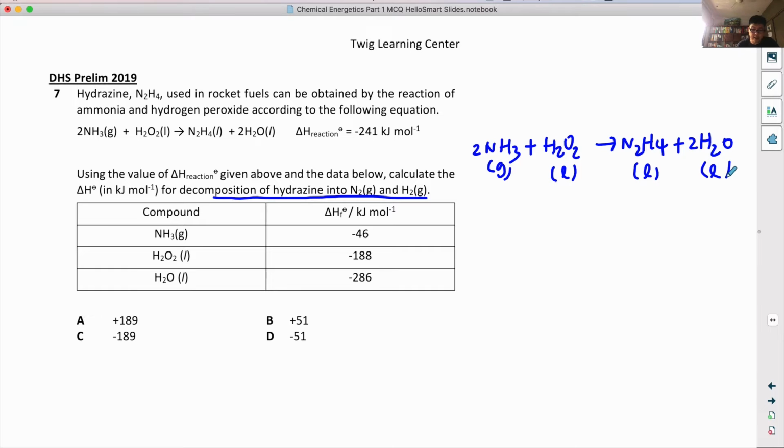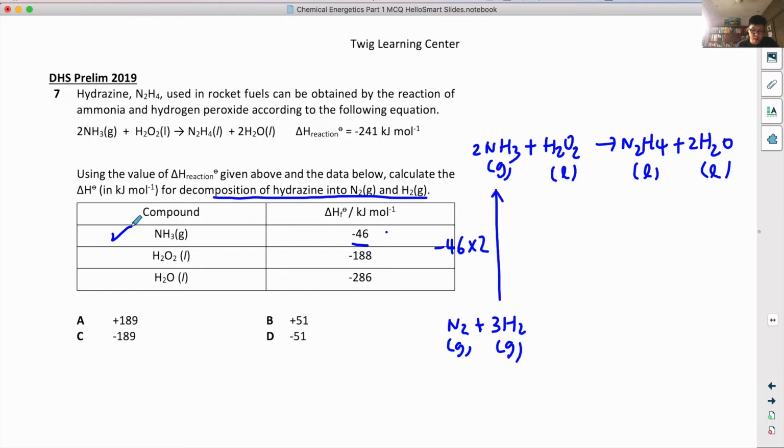The first thing I can see is the formation of ammonia, so I'm just going to draw an arrow up. Formation of ammonia is nitrogen gas plus 3 H2 gas to form 1 ammonia, but I'm forming 2 ammonia, so I'm going to put minus 46 times 2. Next one, I'm going to put a tick here since I've used this.